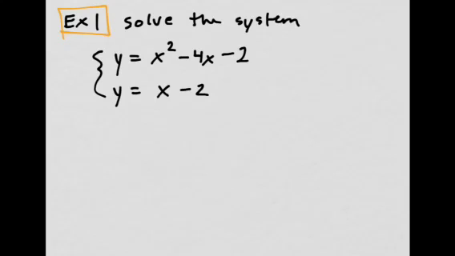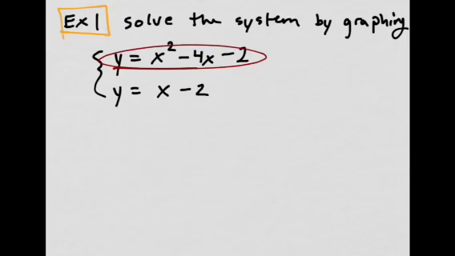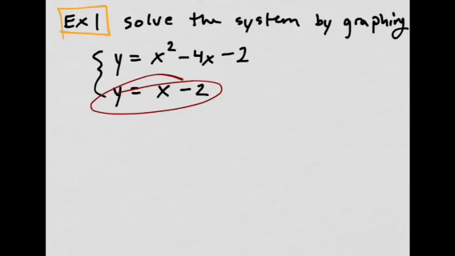Here it is. Solve the system by graphing. Let's just get right at it. I'm going to graph both of them. Remember to graph this quadratic, I'm going to start with finding the vertex, using the opposite of b over 2a, then plug it back in and make a table of values. Then I'll plot that and see where they connect.